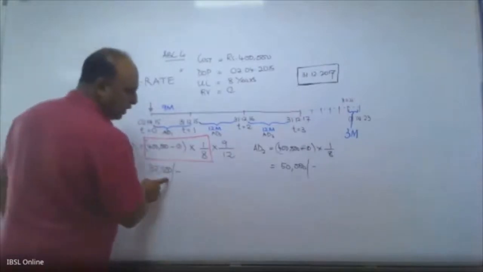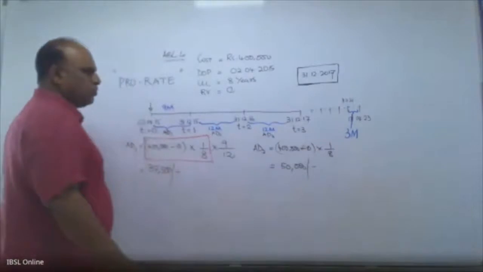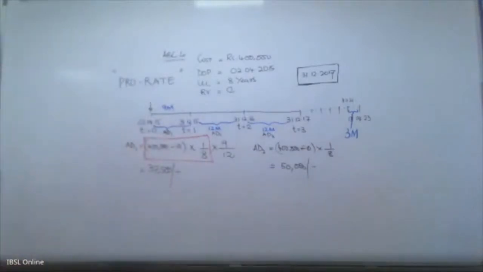Now when you answer the second part, that is accumulated depreciation, what will happen? 37,500 plus 50,000 plus another 50,000. So it will be 137,500. Is that understood? Accumulated depreciation.